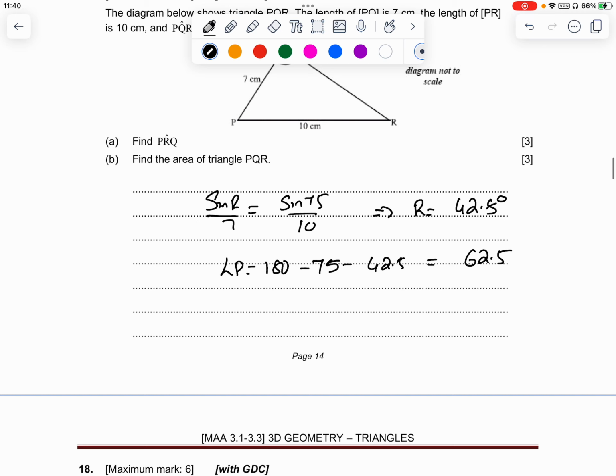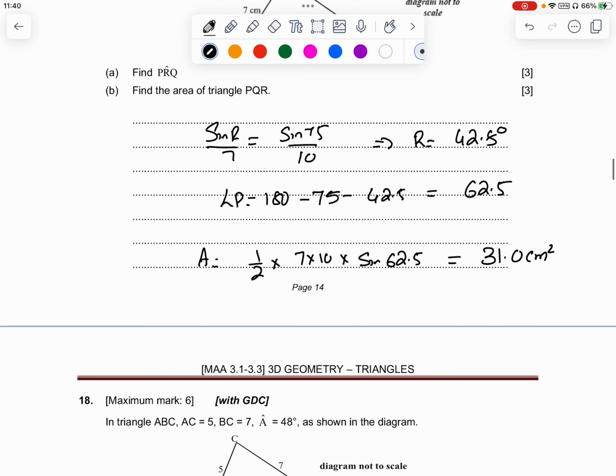So area of the triangle will be 1 upon 2 times 7 times 10 times sine 62.5. Simplify that, 31.0 centimeters squared.